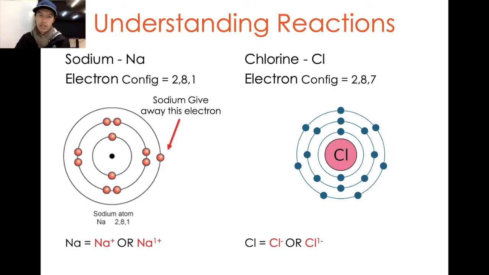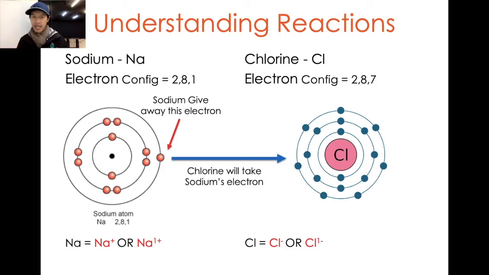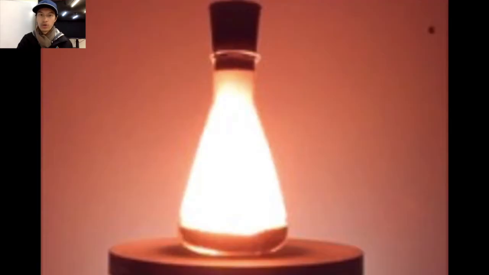Now, turns out though, if you put chlorine and sodium together, sodium's actually going to give that electron away and chlorine's going to take that electron. And that's a chemical reaction that happens, okay? There's a video that you can watch which shows this process happening. I'm not going to show that video. You can watch it kind of in your own time in the PowerPoint.